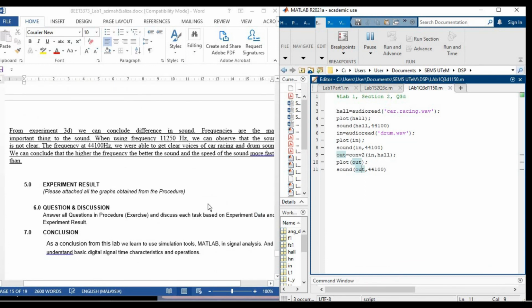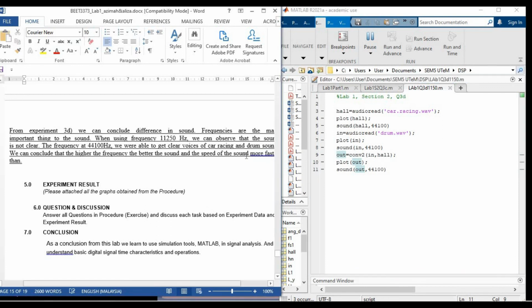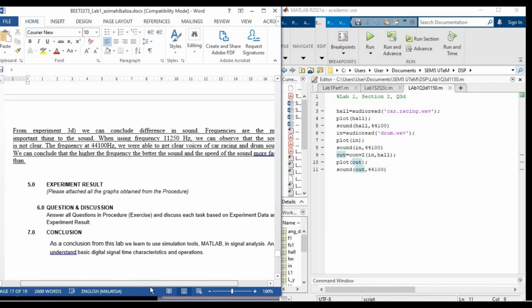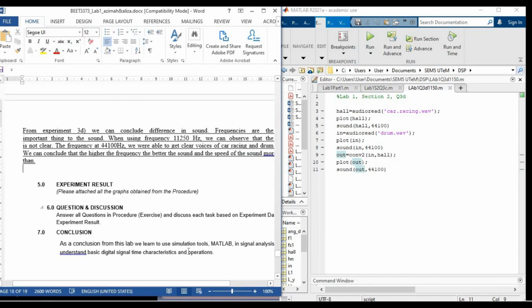So from experiment 3D, we can conclude that the difference in sound frequency is the main important thing for the sound. When using the frequency of 11250 Hz, we can observe that the sound is not clear. At the frequency of 44100 Hz, we were able to get a clear voice of the racing car and drum sounds. So we can conclude that the higher the frequency, the better the sound, and the speed of the sound is faster than before. Okay, that's all from us. Thank you.